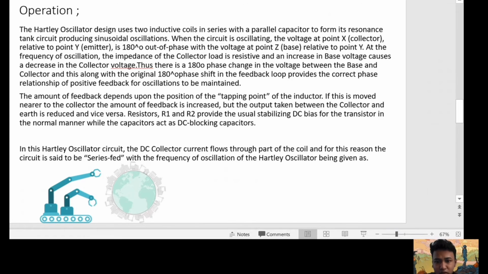The resistors R1 and R2 provide the usual stabilizing DC bias for the transistor in the normal manner, while the capacitor acts as a DC blocking capacitor. In the Hartley oscillator circuit, the DC collector current flows through part of the coil, and for this reason the circuit is said to be series fed, with the frequency of oscillation of the Hartley oscillator being given as follows.